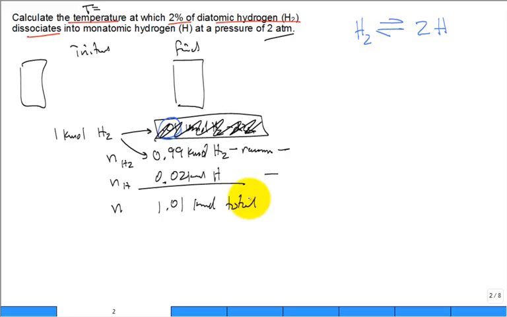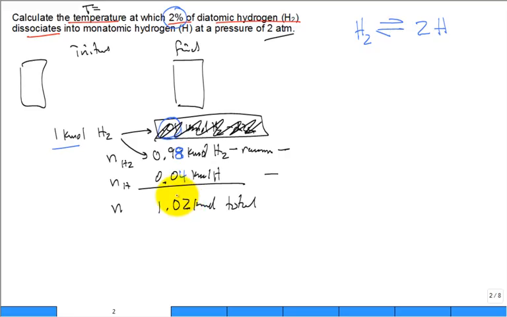Okay, well, you just worked that out for 1% dissociation. Do it now for 2%. How does it change your answers? How does it change these numbers? What will you have? You'll start with 1 kilomole. What will you have at the end? 1.03. I'm sorry, right here, it'll just go slowly. 0.98. And then what will you have for the monoatomic hydrogen? 0.04 kilomole of monoatomic hydrogen. And then the total will be 0.02. True?